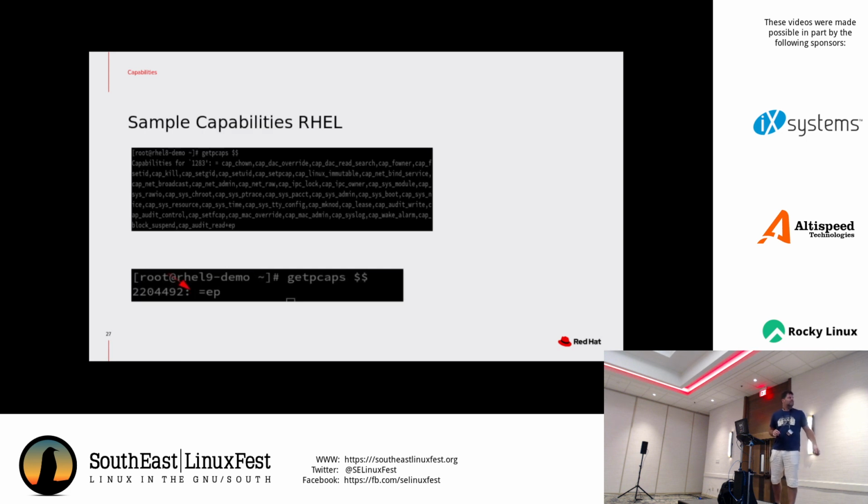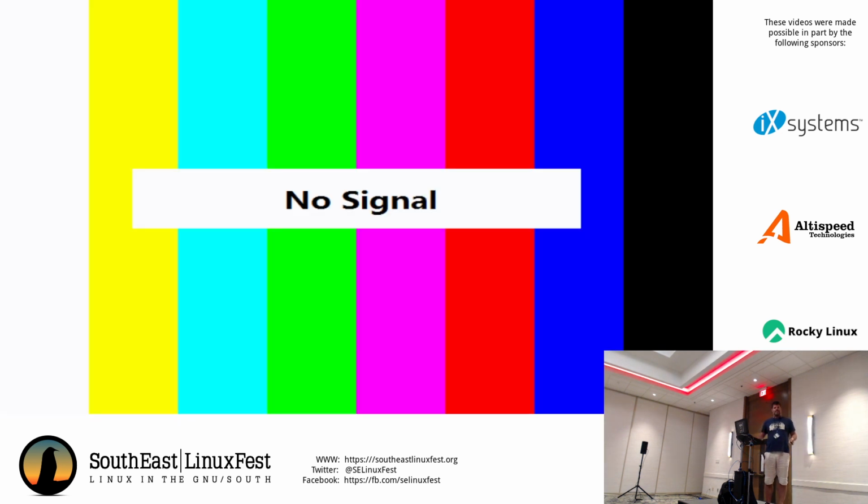If you want to see what your capabilities are, there's a program called getpcaps, and then $$ just means my current session. You don't even have to care about any of this. It'll just enumerate. On some distributions, instead of enumerating everything, there'll be a space, and that means literally I can do everything. It depends on your distribution, both server and otherwise, which one of those you'll see.